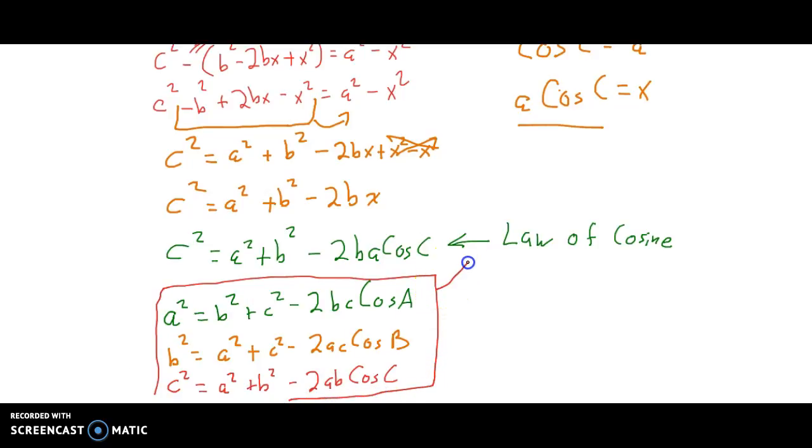This is just the same equation rewritten in a slightly different order, but all the pieces are there. The negatives are in the same spot. The positives, if the parameter is positive, it stays positive. Just rewritten a little differently. So this is the law of cosines.